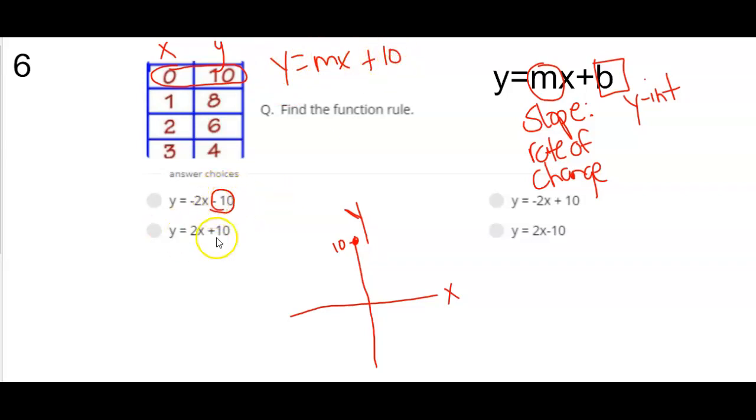So I can go ahead and mark out that negative 10. That's not going to be right. And I can mark out this negative 10. That's not going to be right.